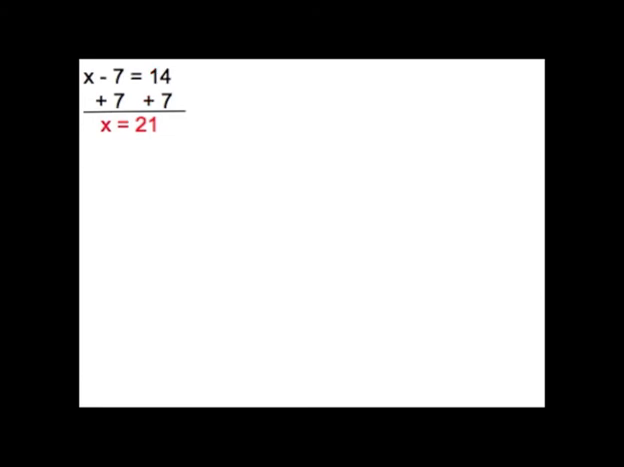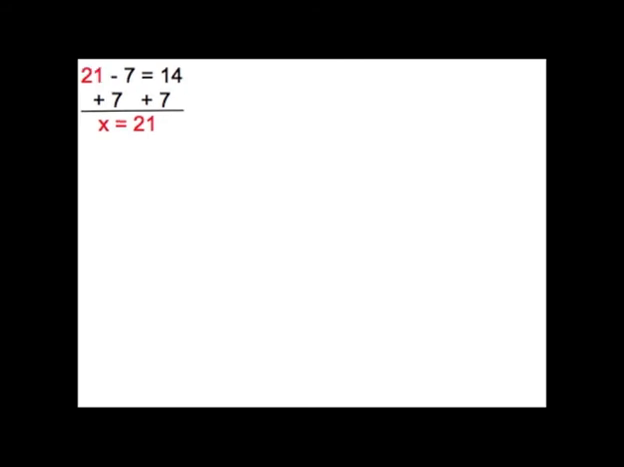So x equals 21. It's important to check our work. Let's substitute 21 back in for x in the equation. Once we've done that, we do 21 minus 7, which is 14. So our answer checks out.